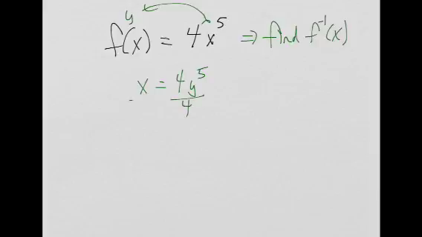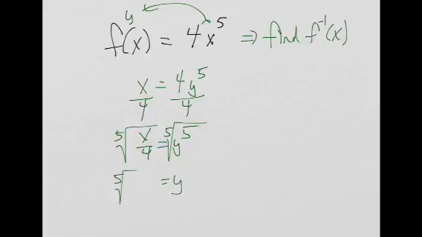So I'll divide by 4. I get x over 4 equals y to the 5th. And I'm going to undo the 5th power with the 5th root. So let's just take the 5th root on both sides. And I'm going to get y equals the 5th root of x over 4, or f inverse of x equals the fifth root of x over 4.